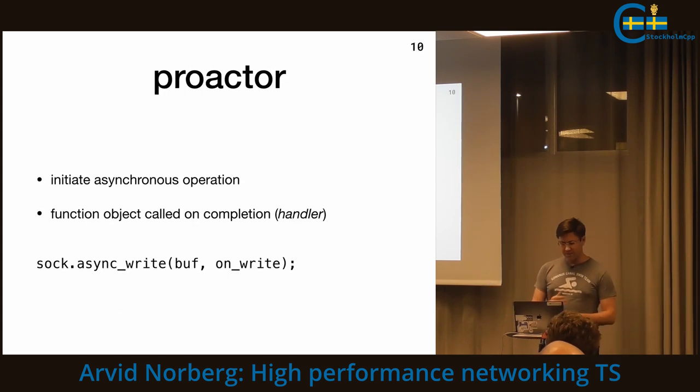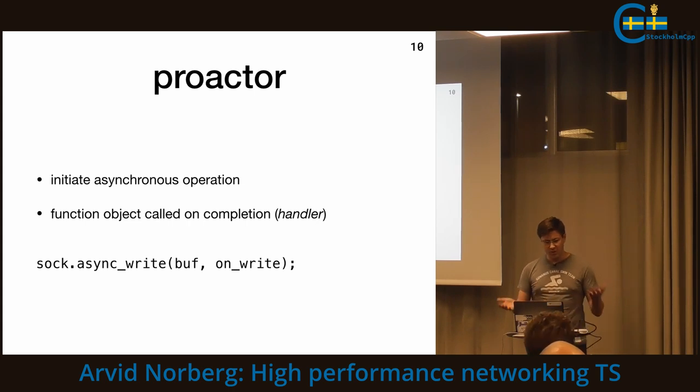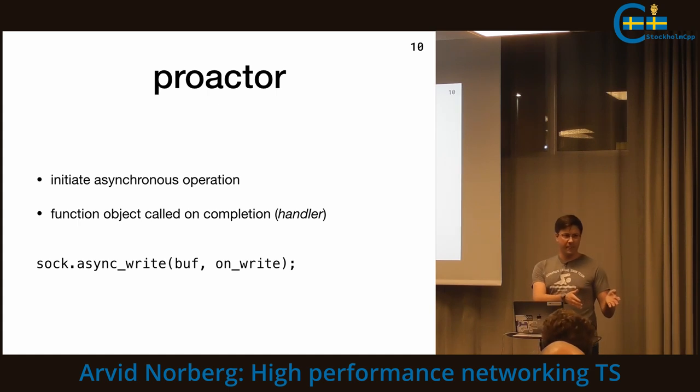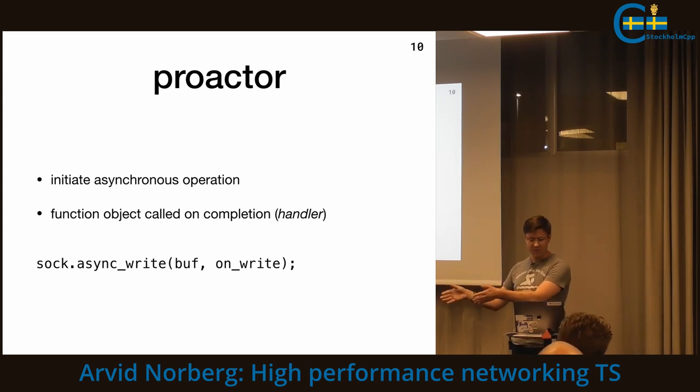So let's briefly talk about the proactor. A proactor is basically the model where you say, I want to perform this operation, tell me when it's done. And then somehow you're told when it's done. This was the original Boost ASIO model, and I think probably the most common way of using both Boost ASIO and the networking TS still. It looks sort of like this. You have a socket, you say async write, here's a buffer, and then here's a function object, call it when this write operation completes.